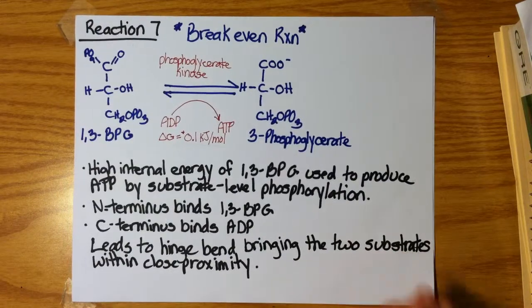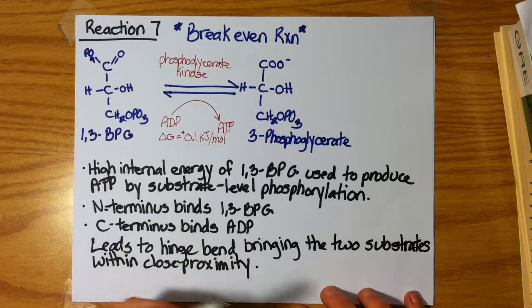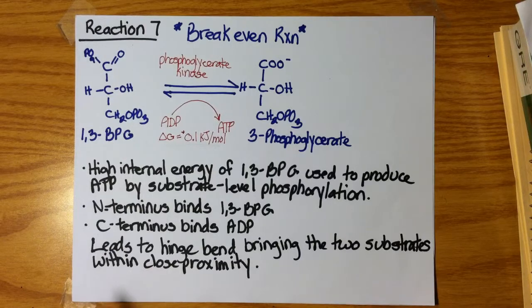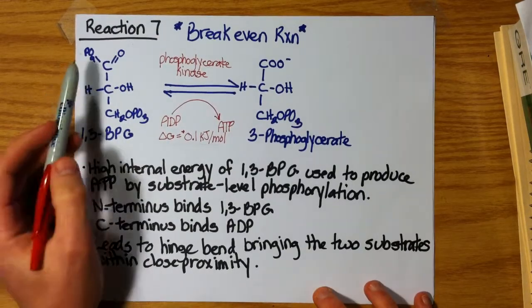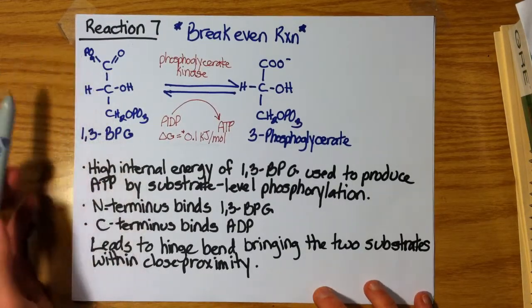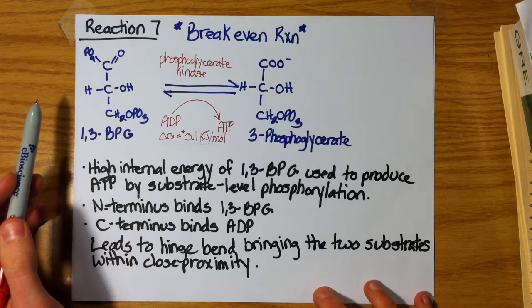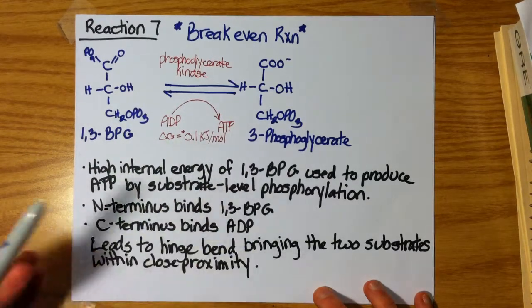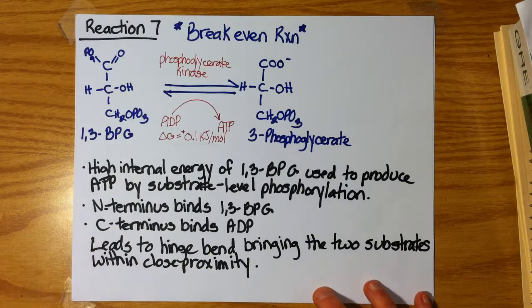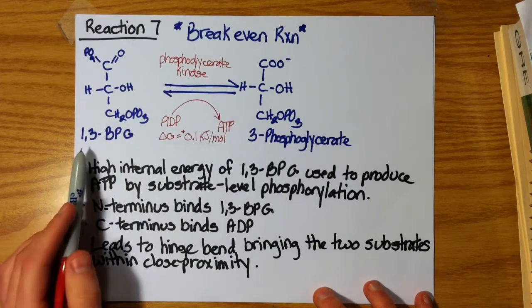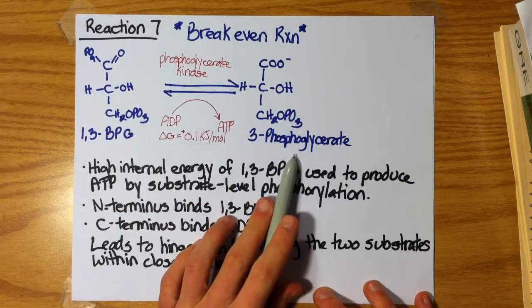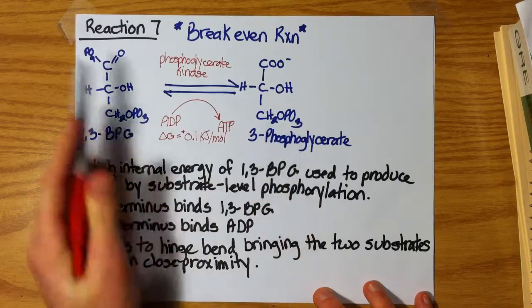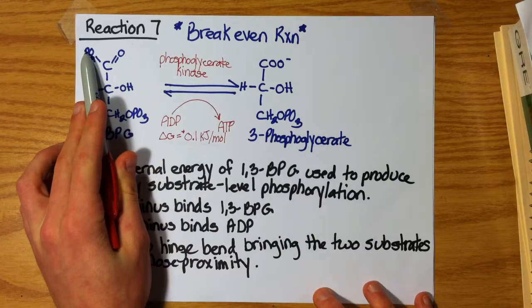Alright, reaction 7, also known as our break-even reaction. This is our first reaction where we perform substrate level phosphorylation. That is the removal of one of the phosphate groups to make ATP through an enzyme. Okay, so here in reaction 7, the break-even reaction, we have 1,3-bisphosphoglycerate being converted into 3-phosphoglycerate. We pick off the phosphate group off carbon 1.